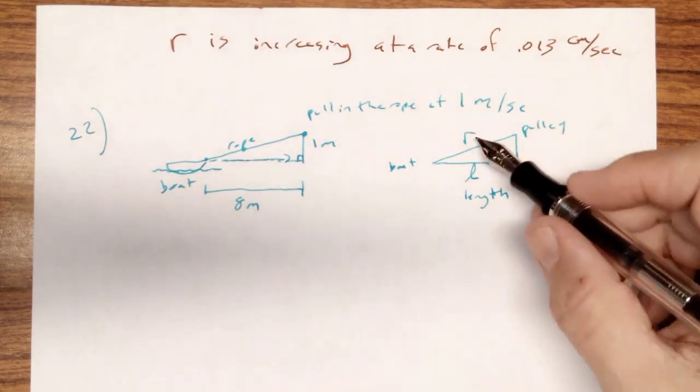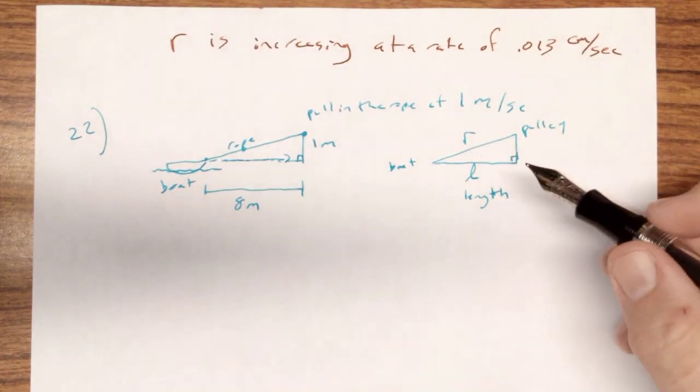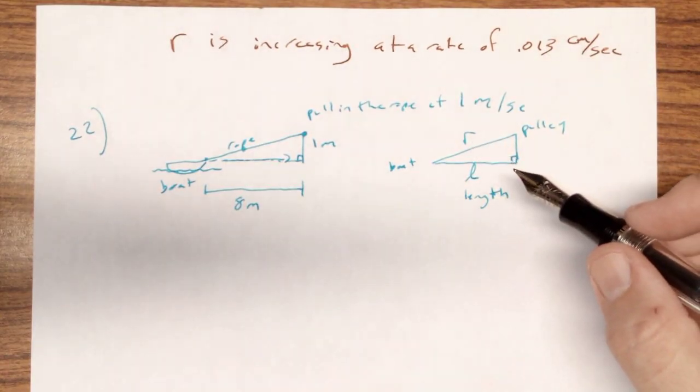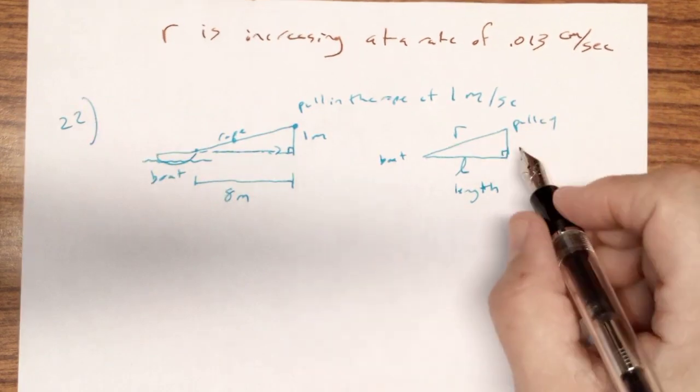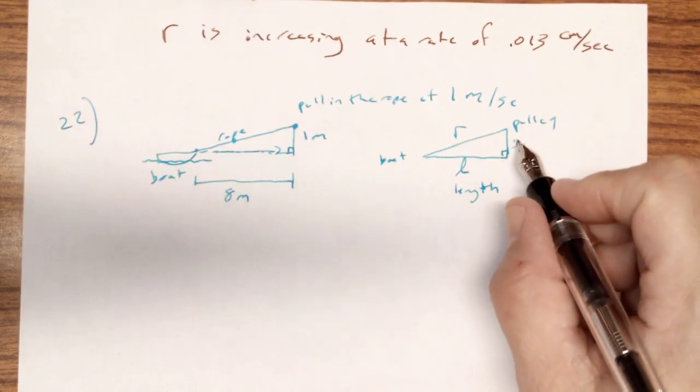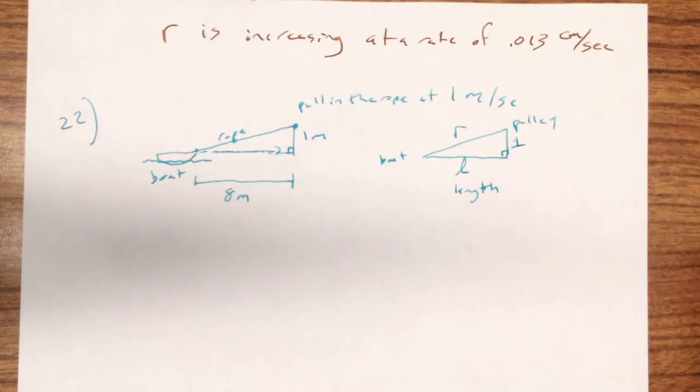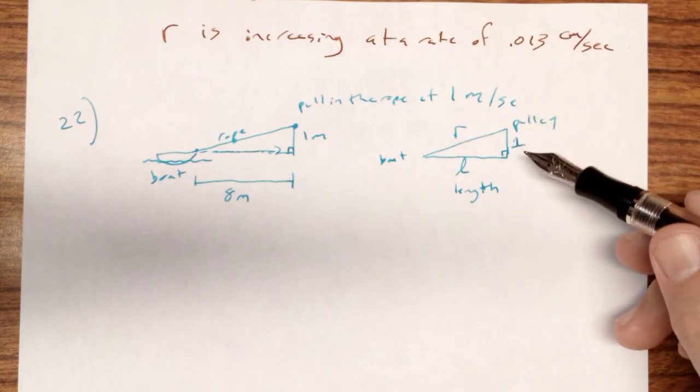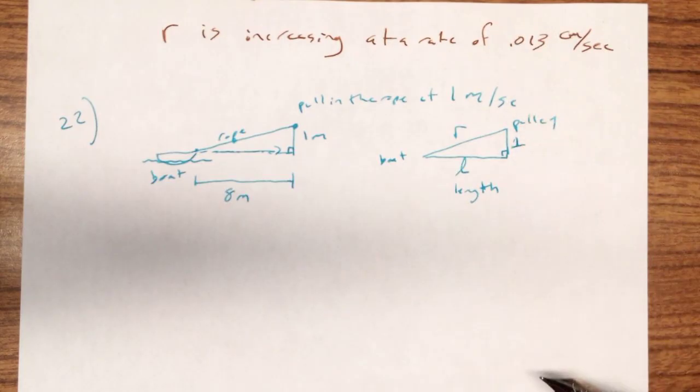I want to know the relationship between these two sides. Oh, and I forgot. I know the length of this side. This is 1. Now, it's safe to assume that the pulley isn't getting any higher or lower. We haven't taken into account whether the tide's coming in or whether the waves are bothering it. We're just looking at smooth as glass water.